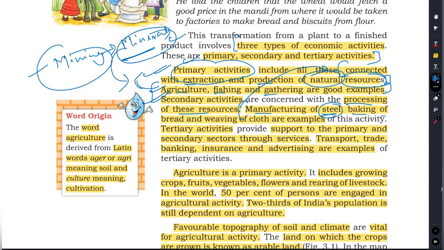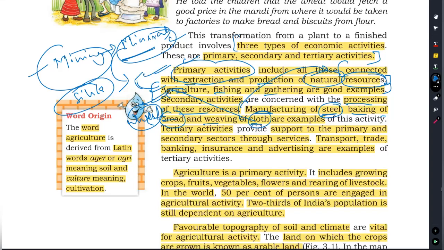Baking of bread. In a bakery, bread is baked. You get the bread from wheat, right? This is a primary activity. Production of wheat is the primary activity. Next example is the weaving of cloth. You get cloth from silk, right? Silk is also a natural produce which you get from the primary activities.